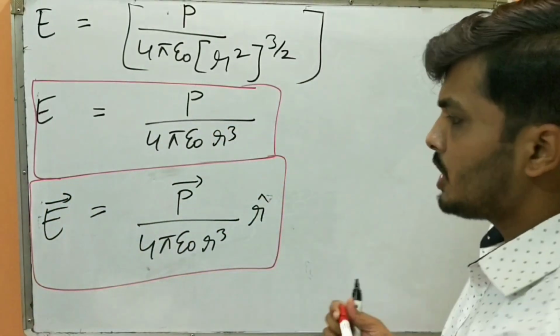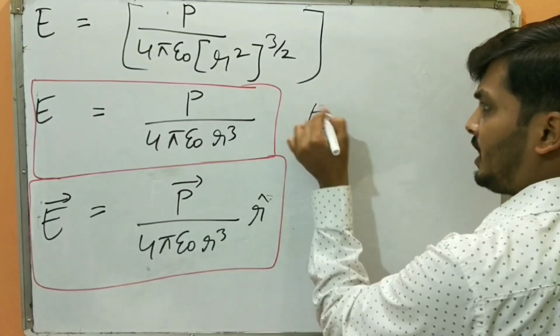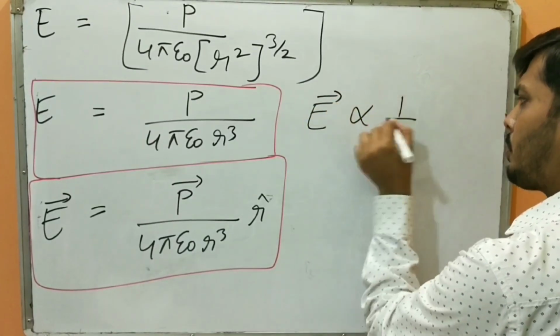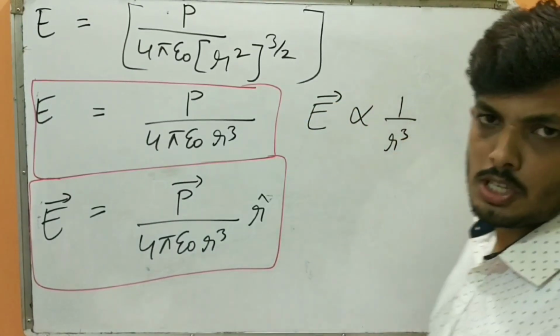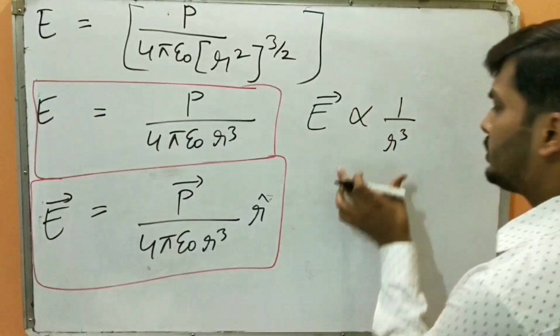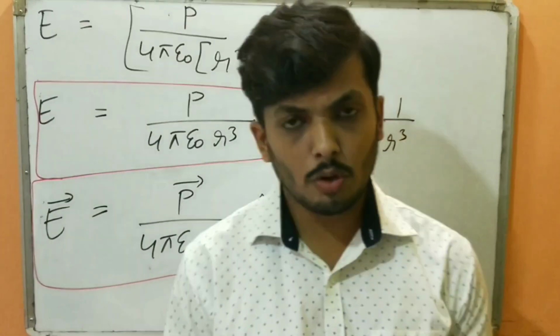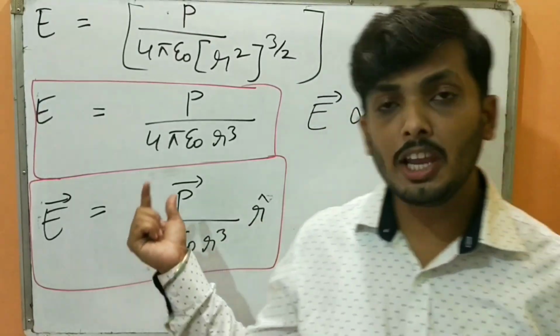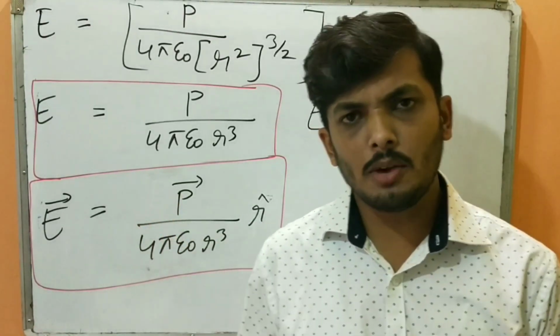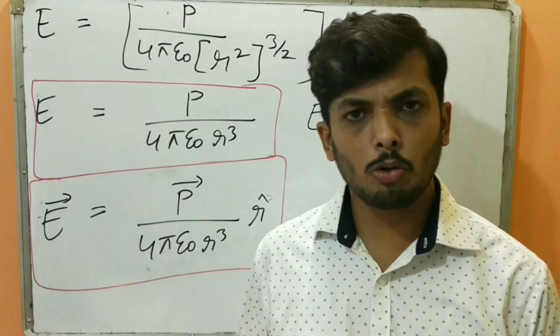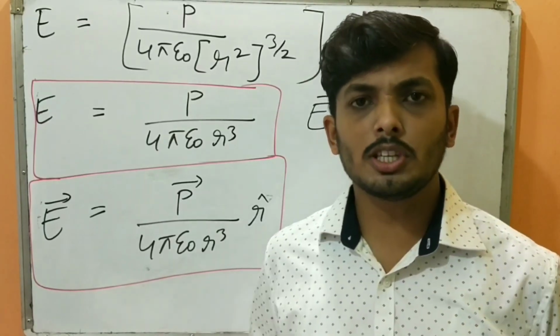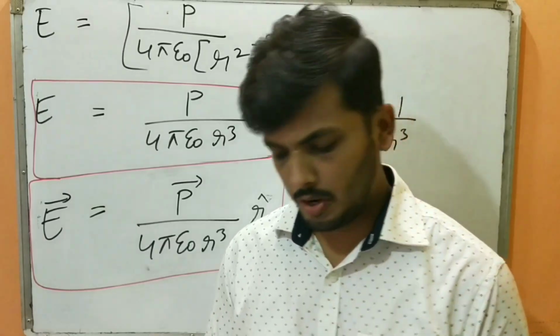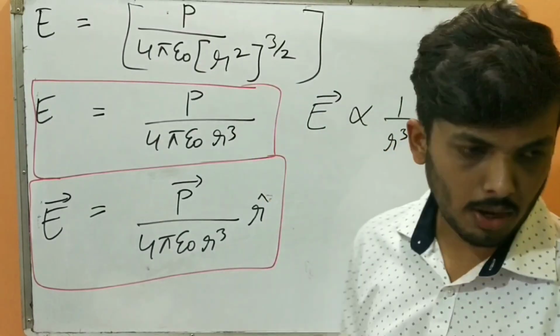So from this you understand a very important thing, that electric field E is inversely proportional to the cube of the distance. If the distance is huge, then the electric field varies inversely. So common sense, right? More distance, less effective will be the electric field. Very short distance, the stronger will be the electric field. Are you understanding? Okay.